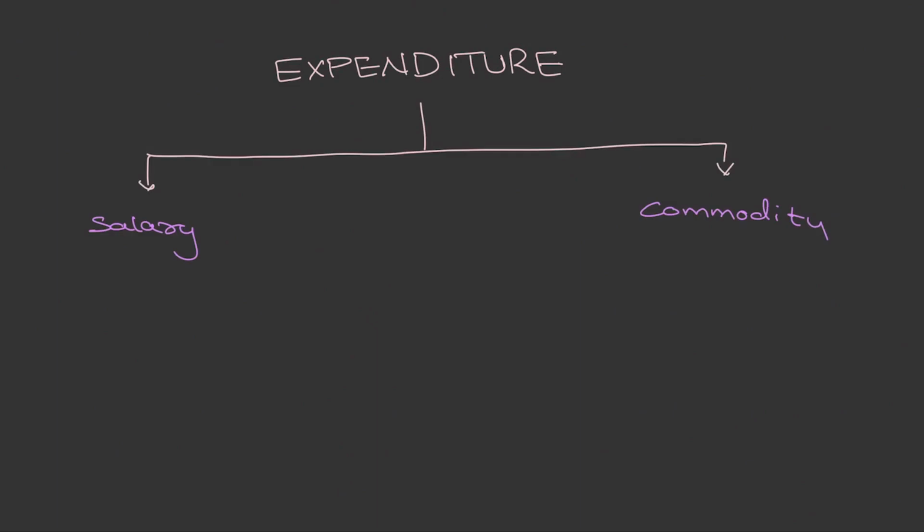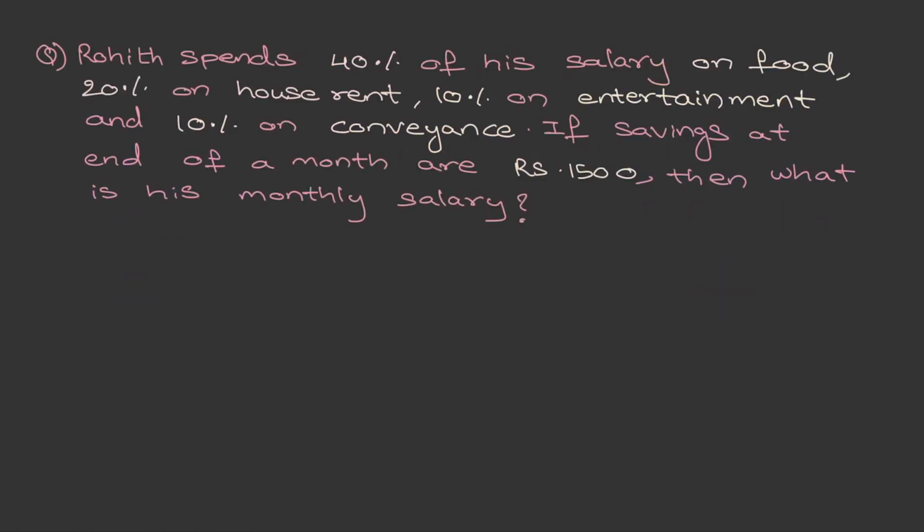Let's solve the final category in this concept, that is expenditure questions. Expenditure. Salary and commodity related problems come under this category. Let this be case 1 and this be case 2. Let's see the case 1 problem.